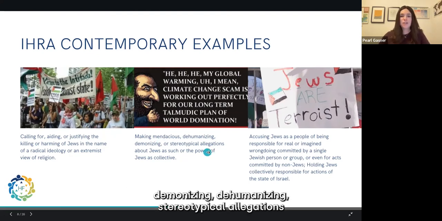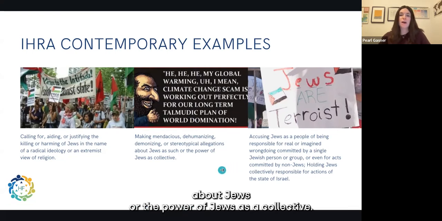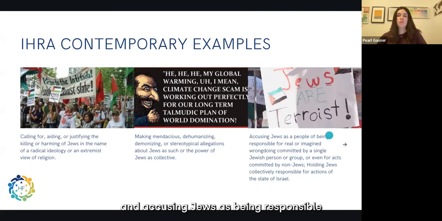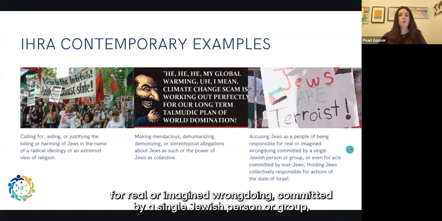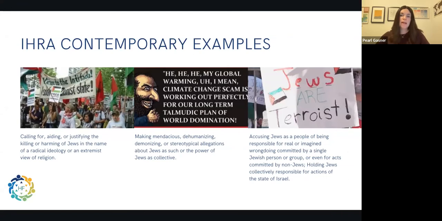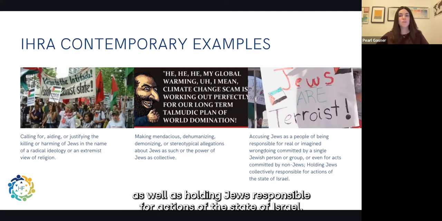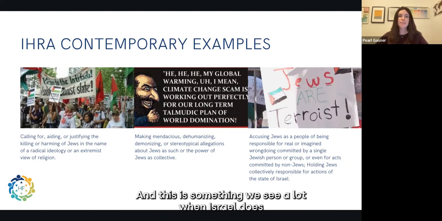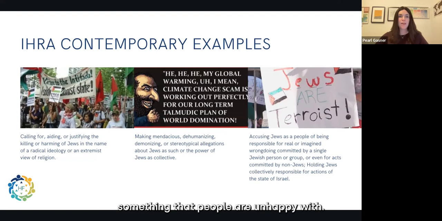Making demonizing, dehumanizing, stereotypical allegations about Jews or the power of Jews as a collective. So that is definitely anti-Semitic. Accusing Jews of being responsible for real or imagined wrongdoing committed by a single Jewish person or group, or even things done by non-Jews, is anti-Semitic, as well as holding Jews responsible for actions of the state of Israel. And this is something we see a lot when Israel does something that people are unhappy with.